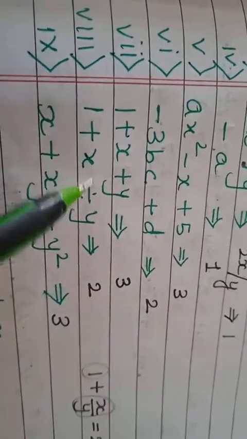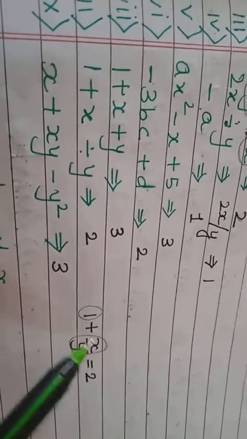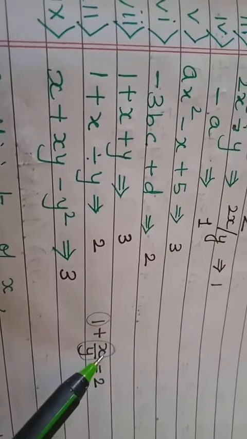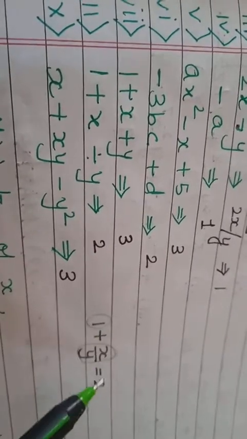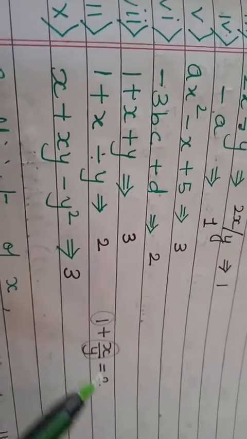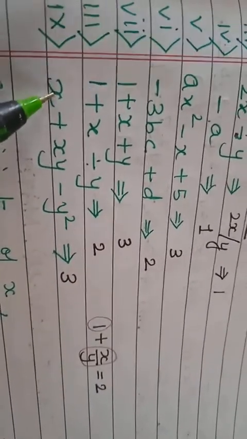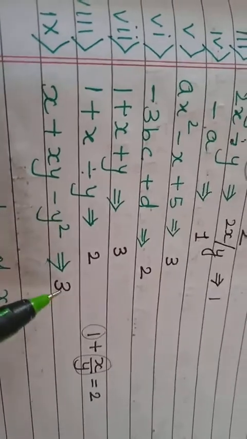So, 1 plus x divided by 5. So, 1 plus x divided by 5 is equal to 2. 1, 2. Right? So, x divided by 5, I can write x by 5. x by y. So, it becomes, so 1, 2. So, in this case, 1, 2 and 3. So, number of terms 3.